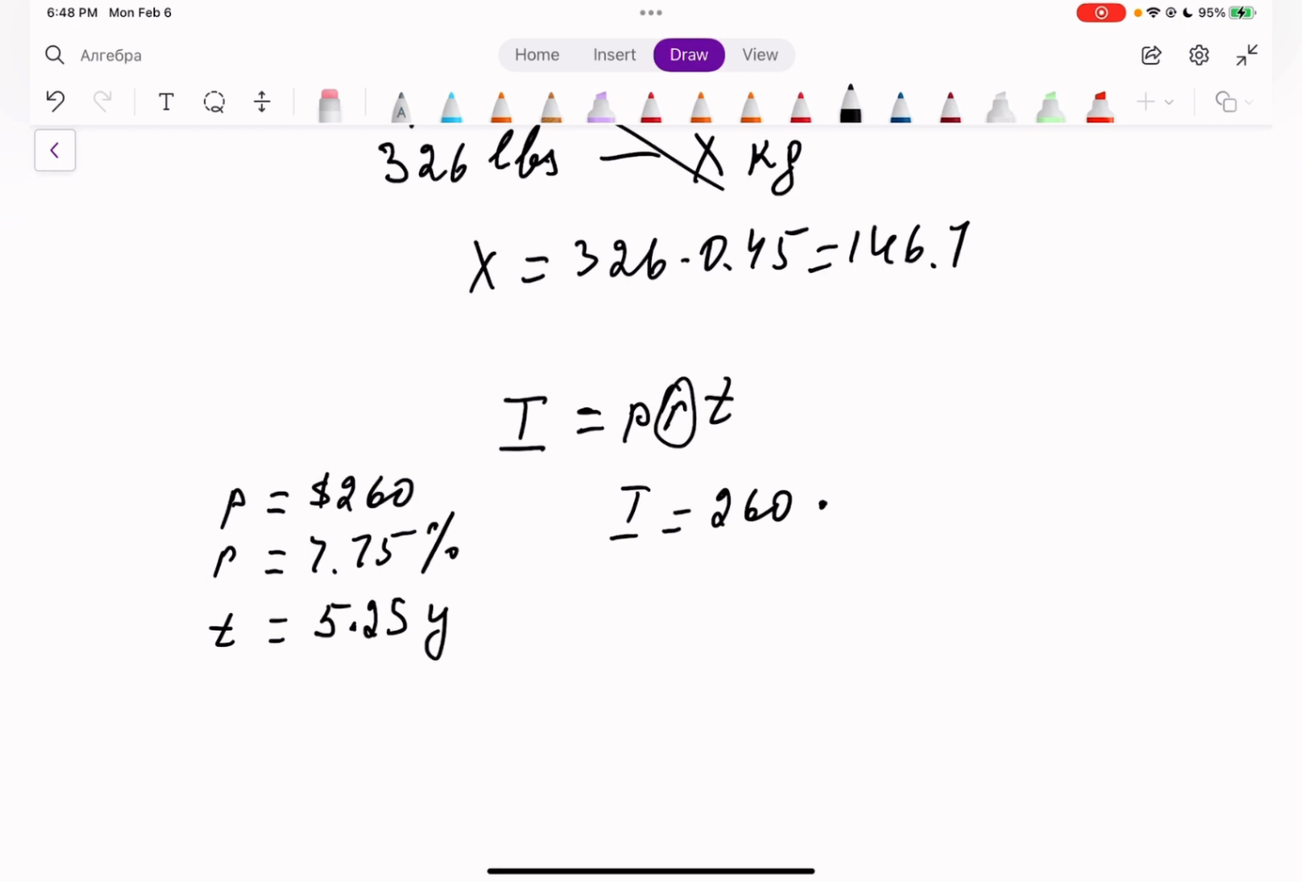We convert into decimal notation because we never use percentage per se. We always convert into decimal notation. To convert, we have to divide by 100. 7.75, we move 2 positions to the left. That's a division. Moving 2 positions to the right, I would multiply by 100. So it's going to be times 0.0775 and times 5.25.